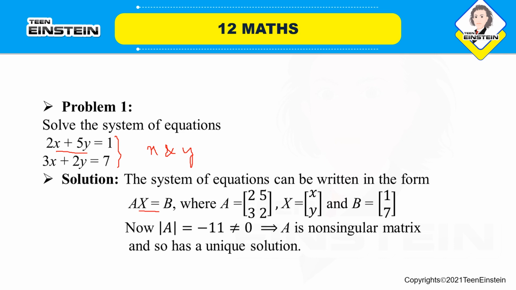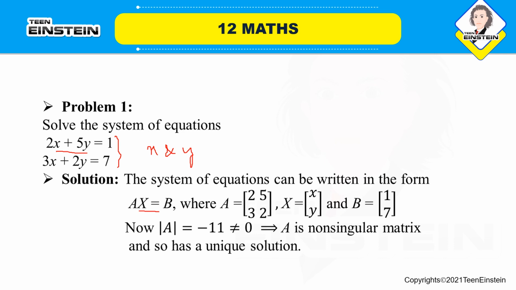So what is your A? A is the coefficient matrix: 2, 5, 3, 2. What is x? x is the column matrix. Here we have two unknowns, x and y. And what is B? B is the column matrix of the right hand side values, so 1 and 7. So B is the column matrix 1, 7.